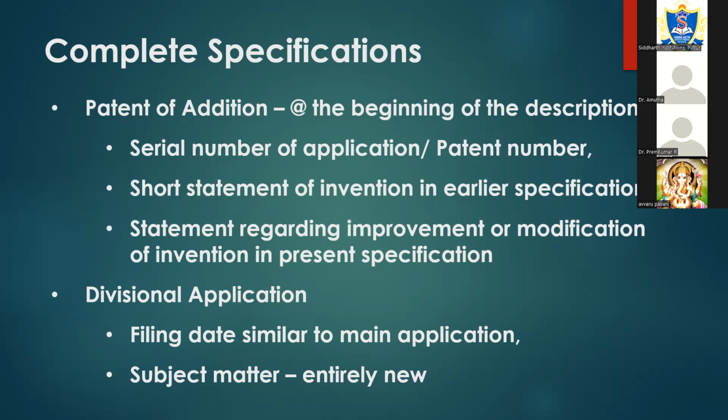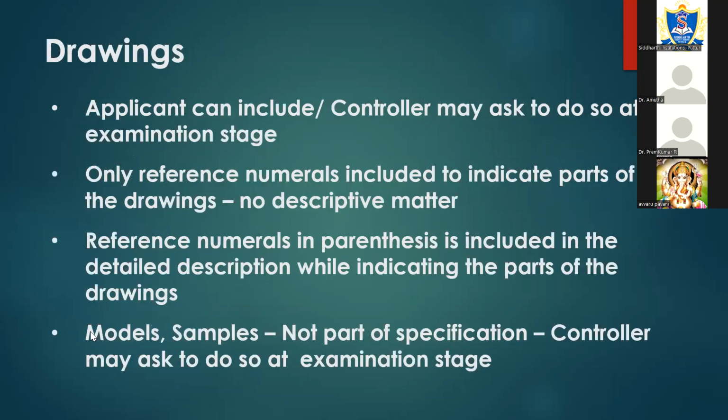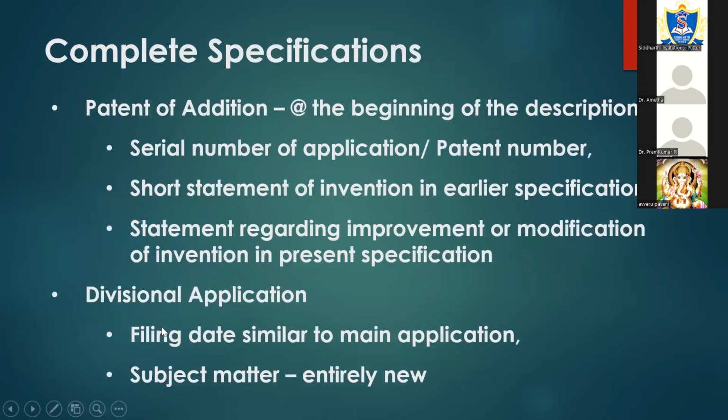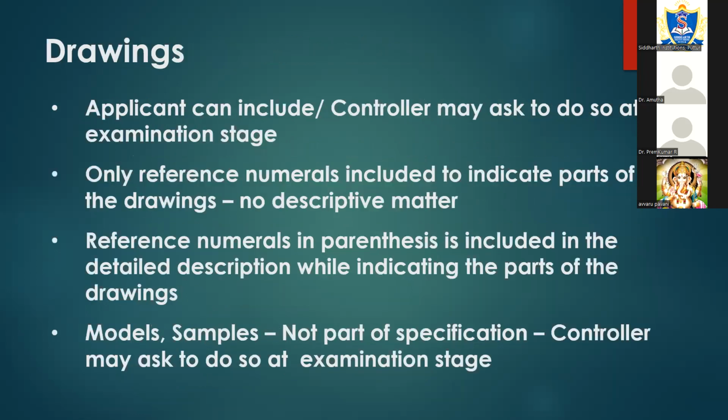So a divisional application will have the same filing date but different patent numbers or application numbers. Different application numbers will be there, but the filing date will be the same. These details must be included before starting the technical field of your complete specifications. This is important because you are saying that these are continuations of the previous application. That's why it is included there.